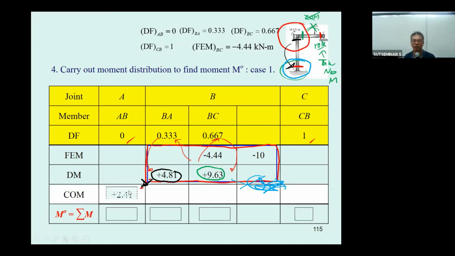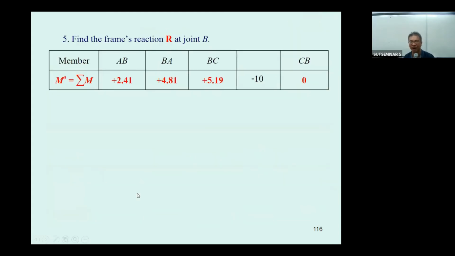Okay, and then this is going to be 2.41, and then you have all the moments at the ends of the members of the frame based on the prevention of sidesway. Now we got to compute the R. Okay, based on this, your structure has what? Has the member, and let me draw the whole structure as before.